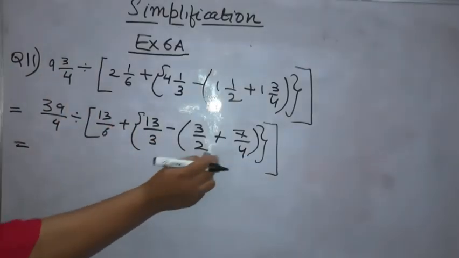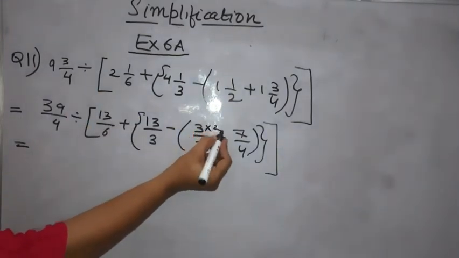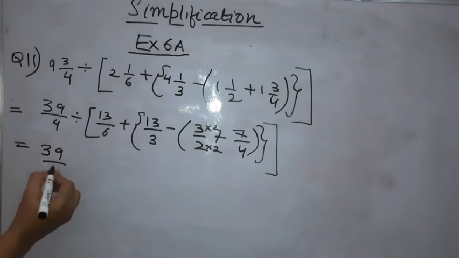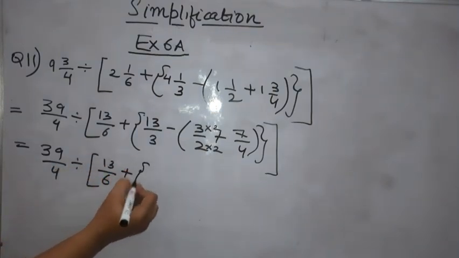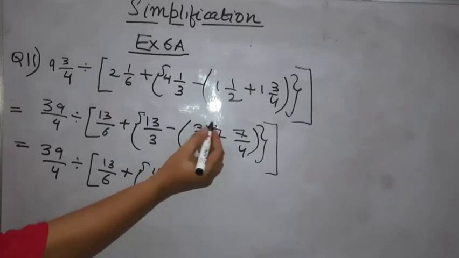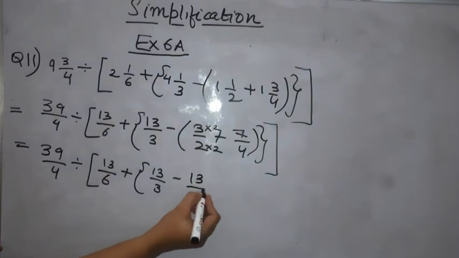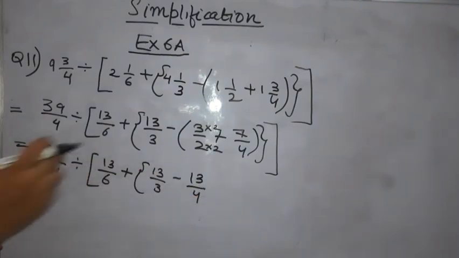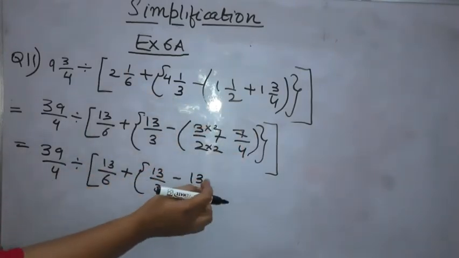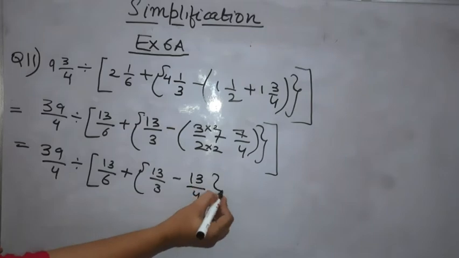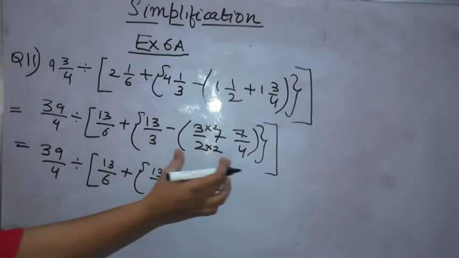Now what is the LCM of 2 and 4? If you know the answer, please reply to me in the comment section. The LCM of 2 and 4 is 4. Okay students. Now 3 2s are 6, 6 plus 7 is 13, so 13 upon 4. Here it will be 3 2s are 6 and 6 plus 7 upon 4. So 6 plus 7 is 13, so 13 upon 4. Now this small bracket will be removed because we have solved this part.